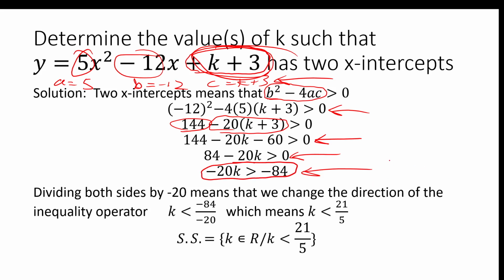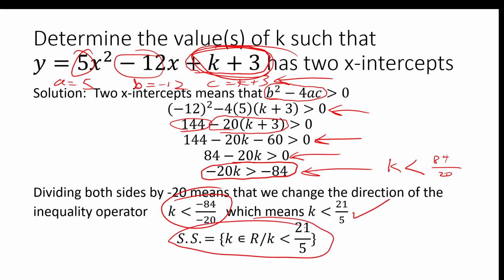All we have to do is divide the left side by -20, divide the right side by -20, and since we're dividing by negatives, we'll just remember to change the direction of the inequality operator. So we'll end up with k less than -84 over -20. Dividing numerator and denominator both by -4, we see k is less than 21 over 5, and that's our solution set.